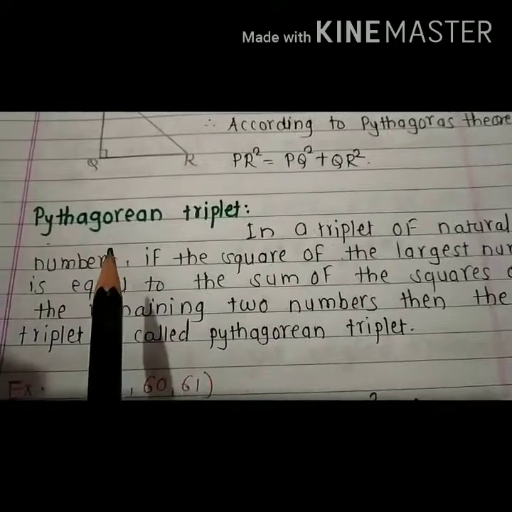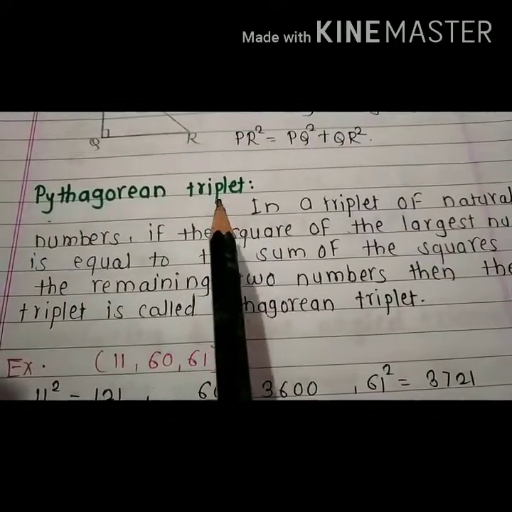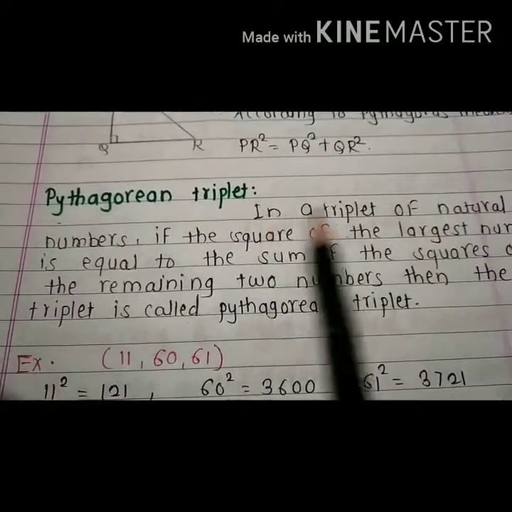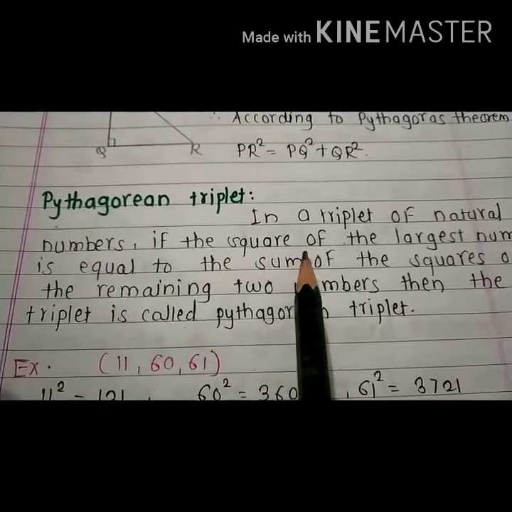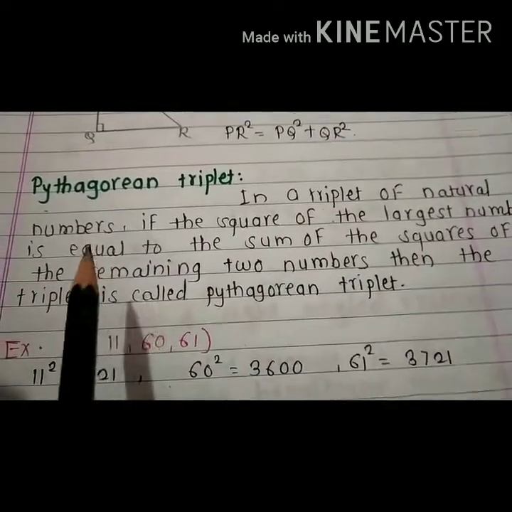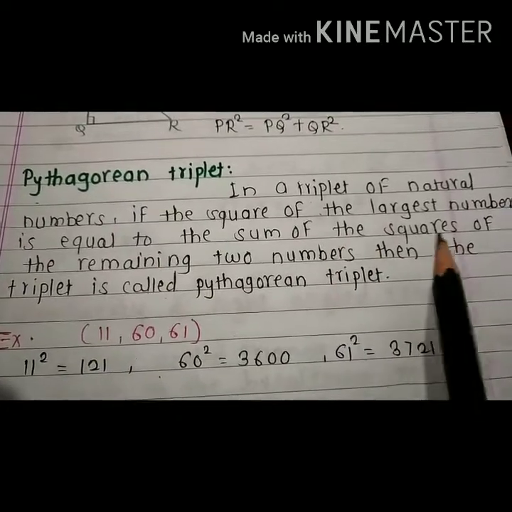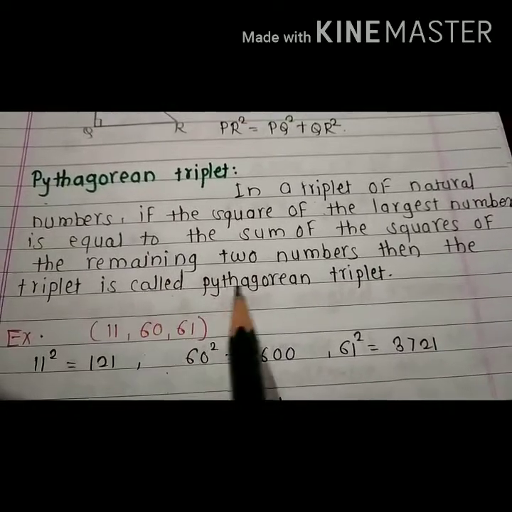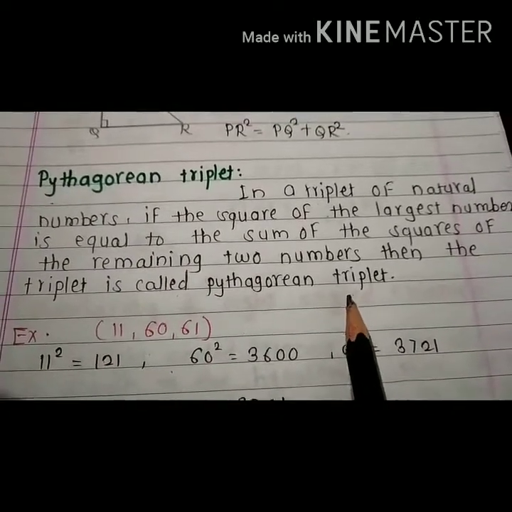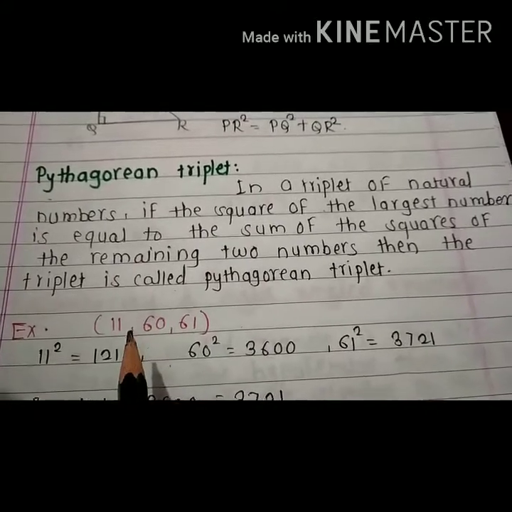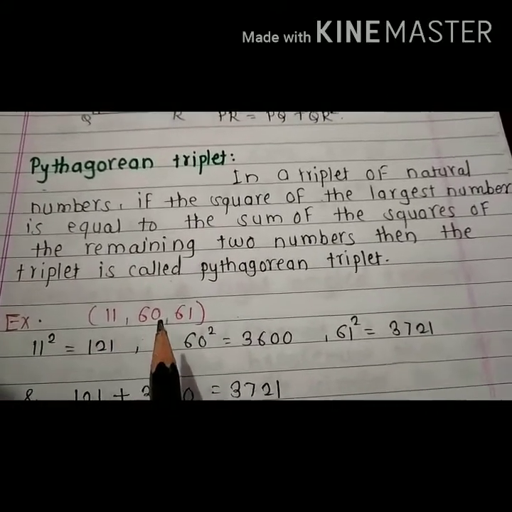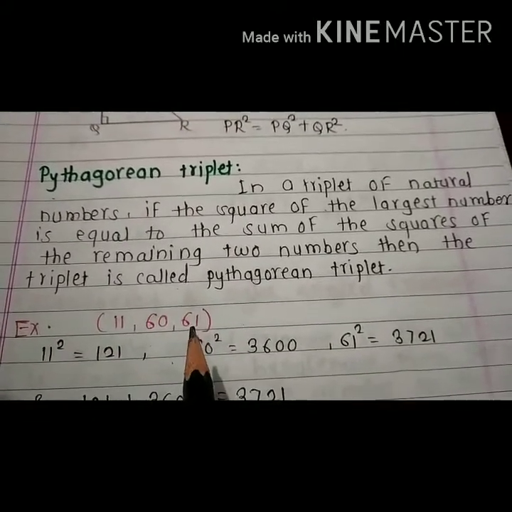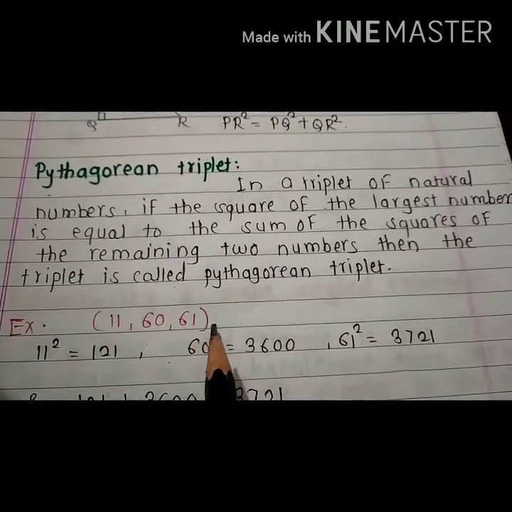Next point is Pythagorean triplet. Triplet means a set of three. In a triplet of natural numbers, if the square of the largest number is equal to the sum of the squares of the remaining two numbers, then the triplet is called a Pythagorean triplet. For example, we take here a triplet 11, 60, 61. Out of these three numbers, which is the largest one? Here 61 is the largest number.